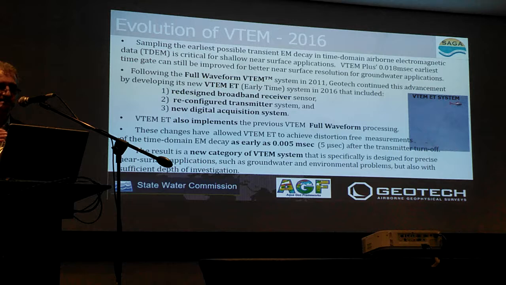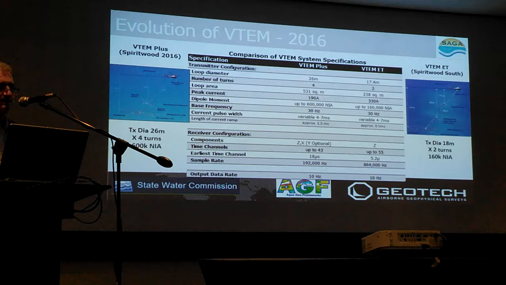So there's spinoffs. This is the evolution of the V10 in 2016. The survey I'm presenting to you, the first part was actually flown with a V10 Plus system, a typical 4-turn 26 meter loop, 600,000 ampere-meter dipole moment, versus the V10 ET, which is an 18 meter loop, 2 turns only, and almost a quarter of the dipole moment. And these are the specifications that compare the two, but the ones that are most important are these.